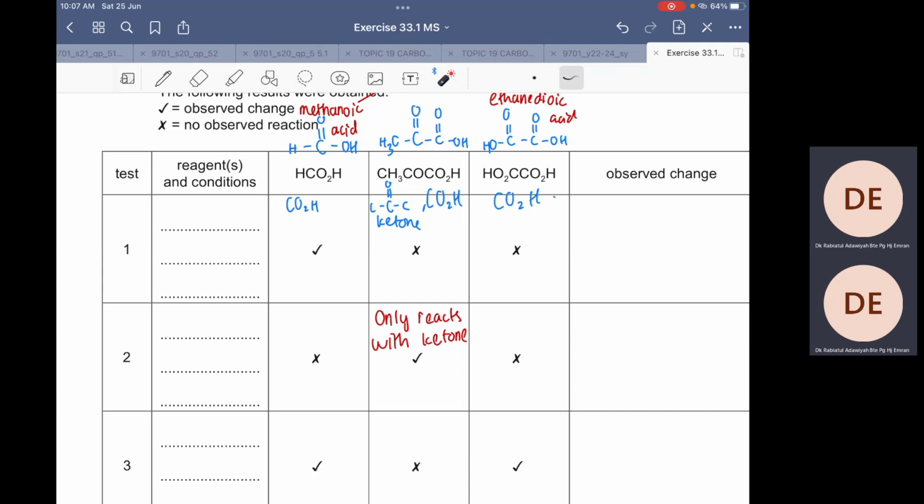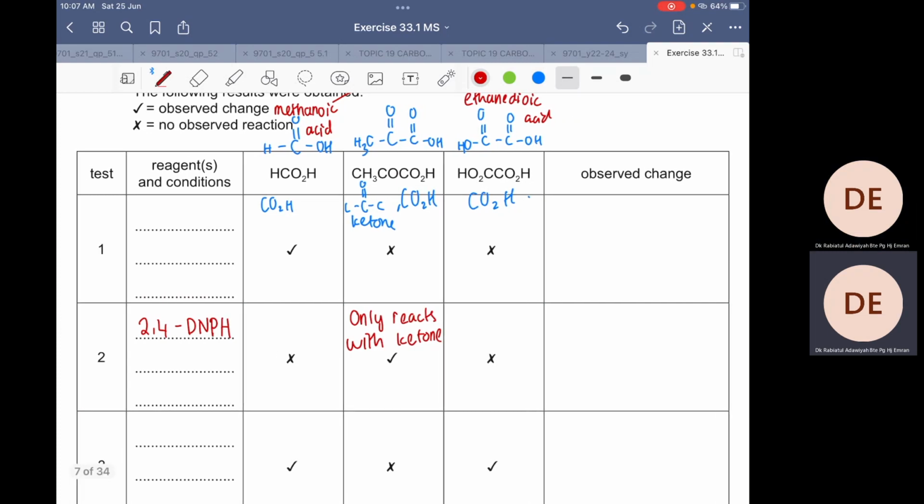Yes. 2,4-DNPH. Do you remember that? Okay. So the answer is 2,4-DNPH, reagents and conditions. Actually, I don't remember if there is any condition for this. I assume that it would occur at room temperature. Now, what do you observe when 2,4-DNPH reacts with ketone? Yes, correct. Good. It's an orange precipitate. Okay, good. So reaction 2 is the easiest, right?